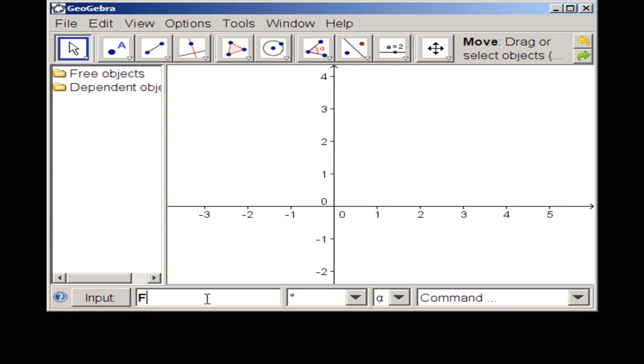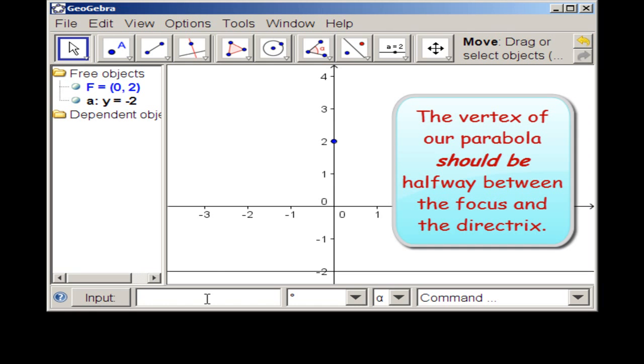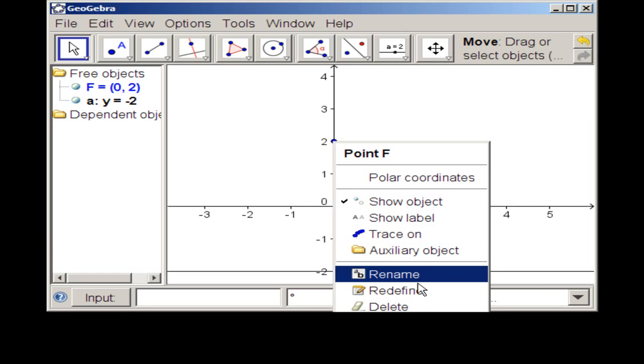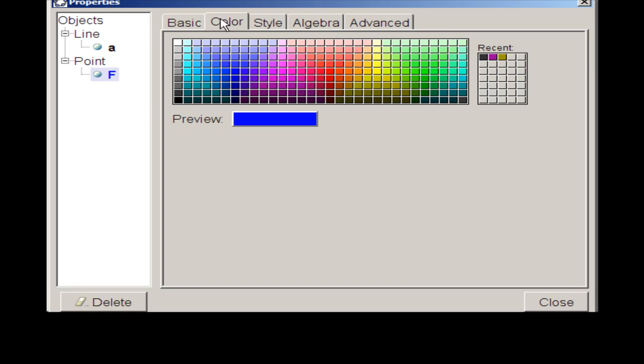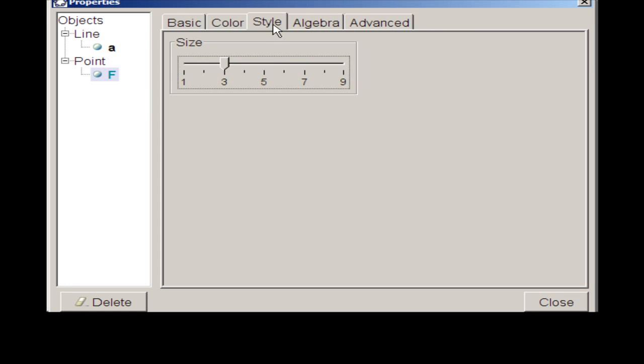So let's say our focus, F equals (0, 2), a point on the y-axis. And we're going to make our directrix y equal to -2. And then we can see that our vertex is at (0, 0). But let's label and make these things look nice. So here's our properties. We would like to see the label on that. We're going to choose teal for the focus. We'll make it nice and big so we can see it.